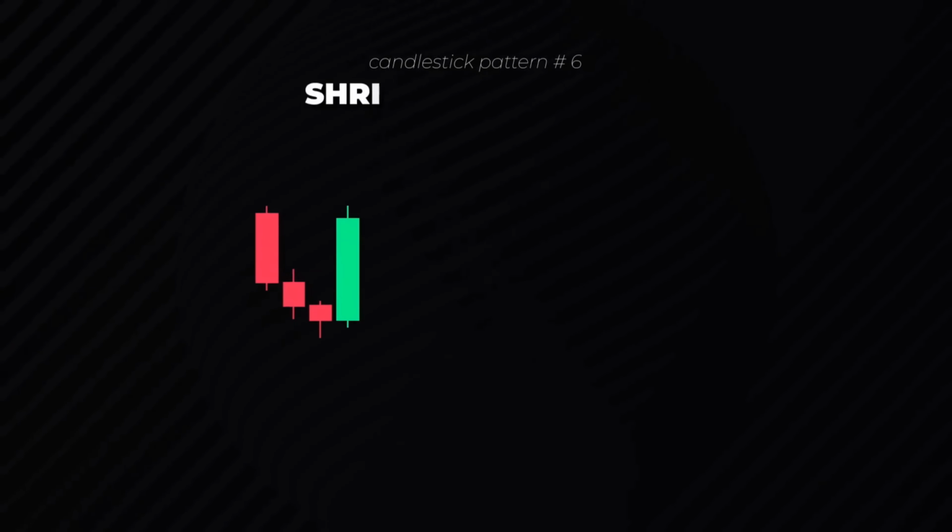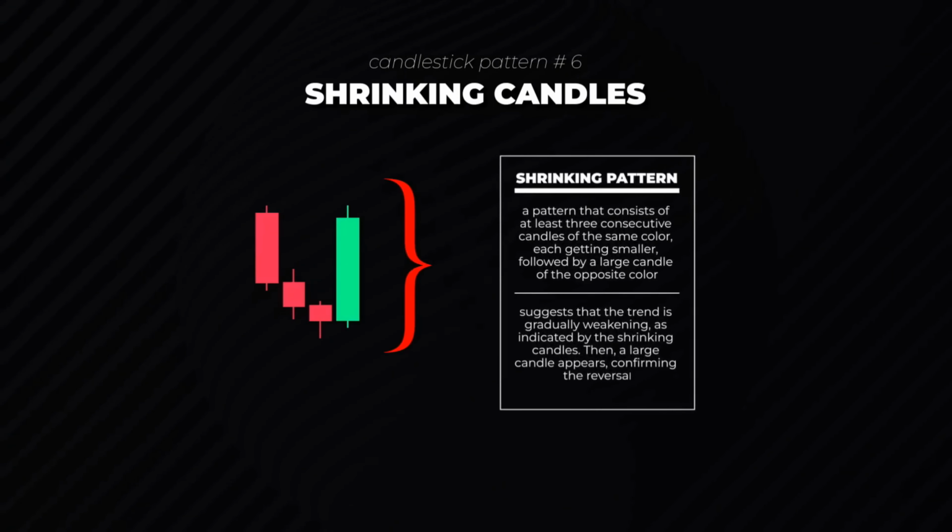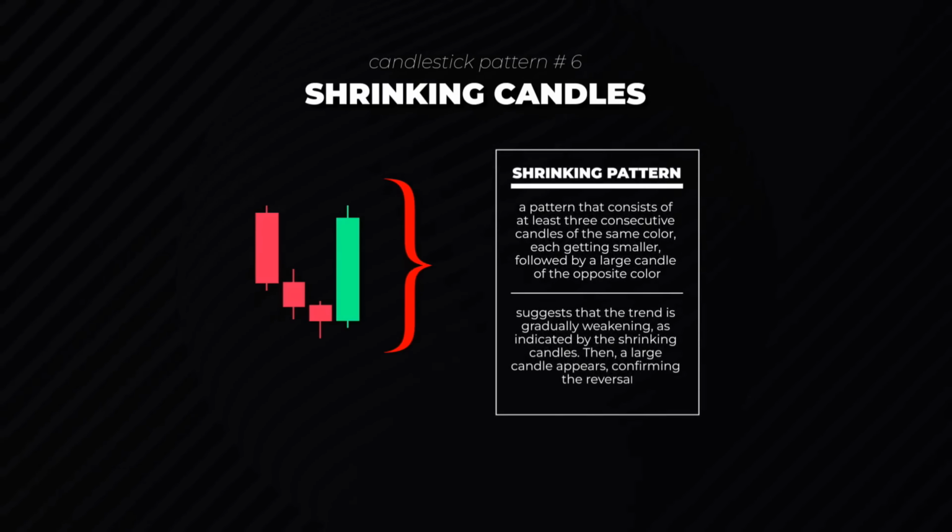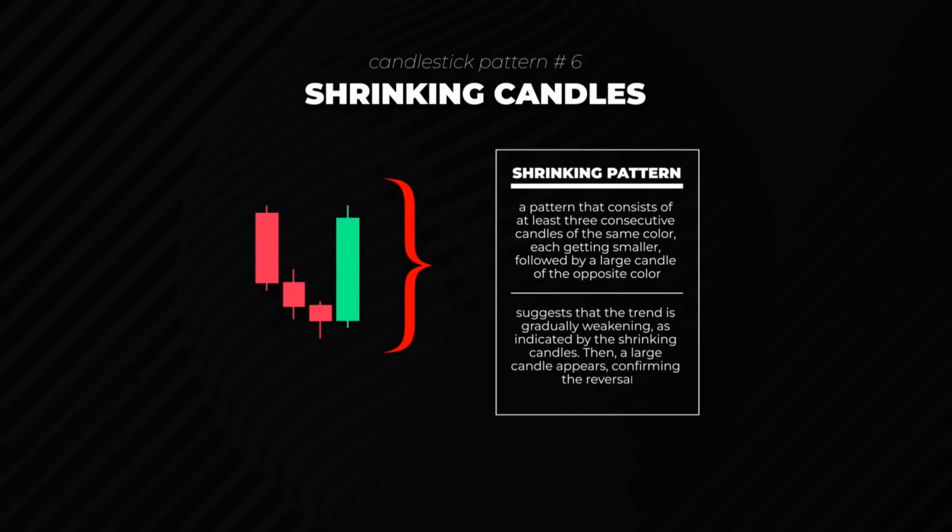Pattern number 6 is shrinking candles. This is a candlestick pattern that consists of at least 3 consecutive candles of the same color, each getting smaller, followed by a large candle of the opposite color. This pattern suggests that the trend is gradually weakening, as indicated by the shrinking candles. Then, a large candle appears, confirming the reversal.